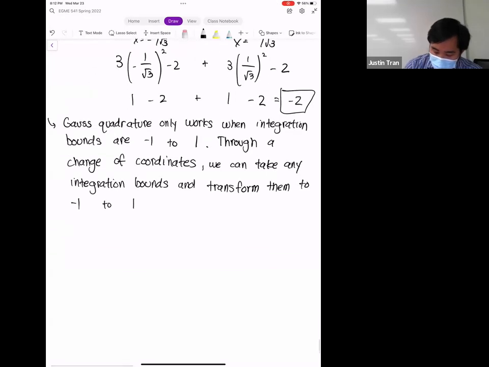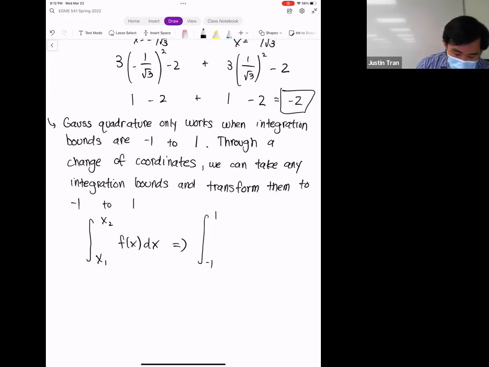So in other words, we can take any integration. Let's say that we have a generic integral here from x1 to x2 of f of x dx. We can transform this into an integral from -1 to 1, granted that we perform a change of coordinates. Instead of x right here, we are now integrating with respect to zeta, as we have x as a function of zeta.